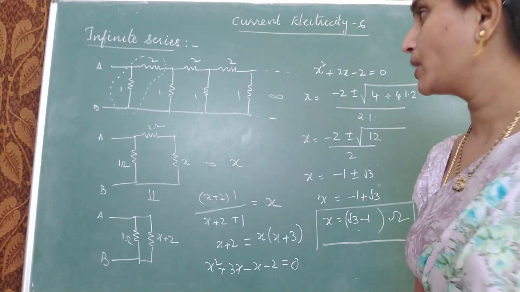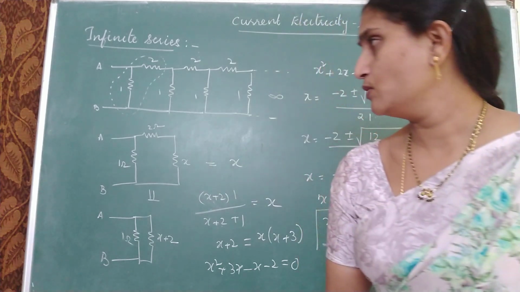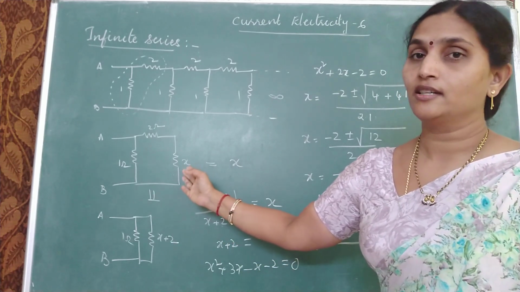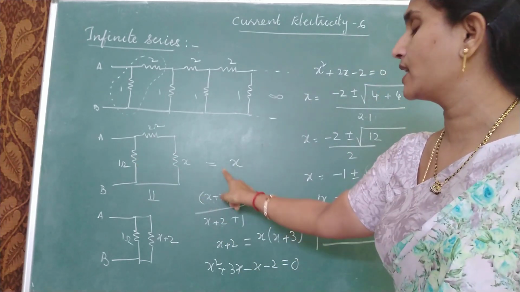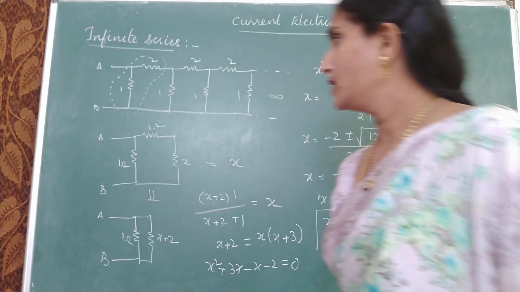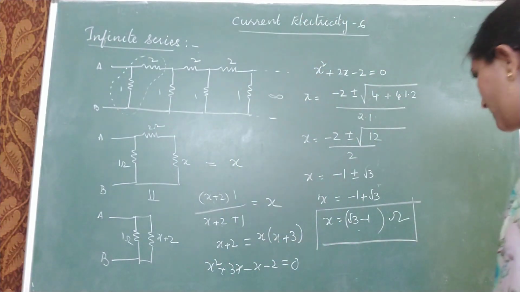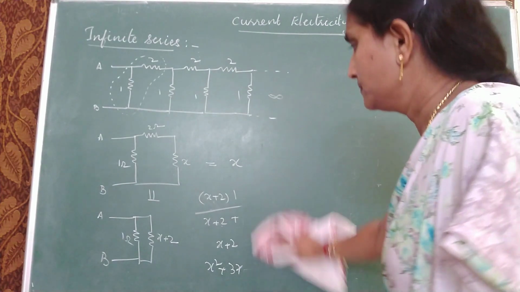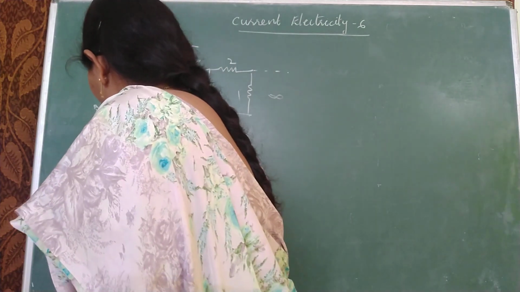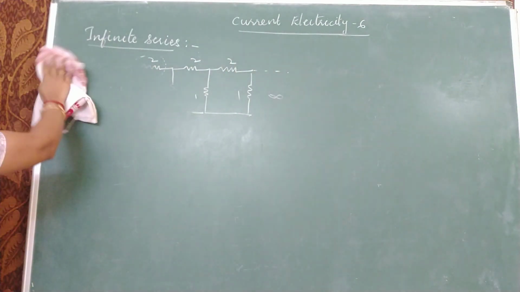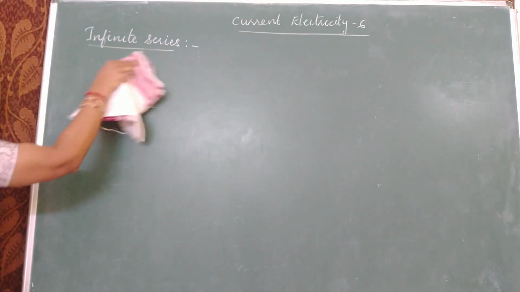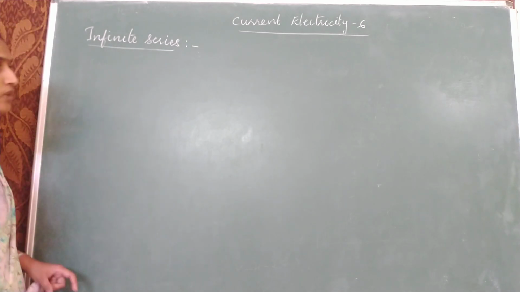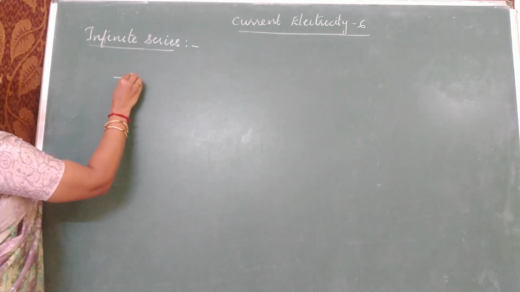But this is the simplest question of infinite series, where you can identify the repeating branch and then take the answer as equal to X. Even after adding one repeating branch, the answer remains the same. Now let us look into one more question on infinite series. Here one end is tending to infinity. I will give a question where two ends are tending to infinity.